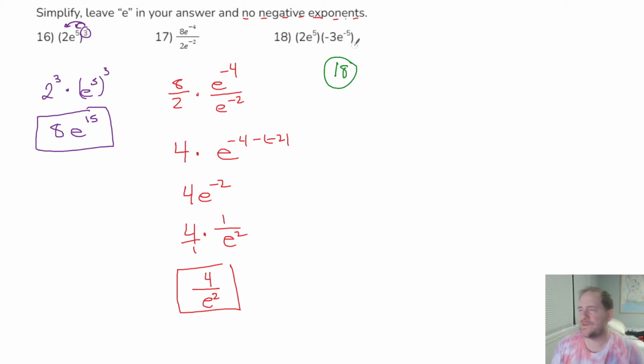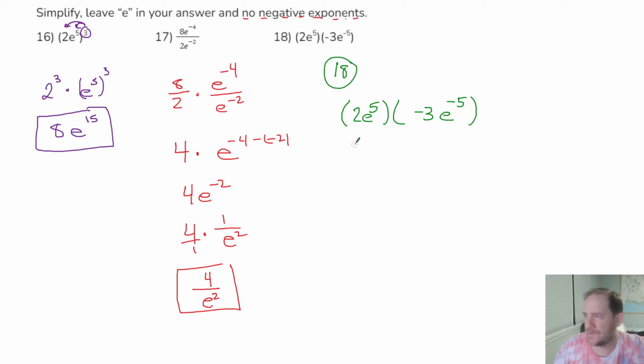These parentheses may only be confusing people, right? They're showing you 2e to the 5th like it's one whole thing. Then they're showing you negative 3 e to the negative 5th like it's one whole thing. But honestly, what I see when I look at this is a 2 and an e to the 5th. And the negative is almost its own thing. It's like just having a negative 1 times a 3 times an e to the negative 5th.